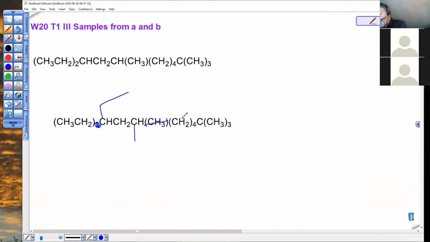This is a chain. Anytime you have CH2s, parentheses, just chain. We can count inside the parentheses. There's 3 methyls here. Not really. That's misleading, isn't it? One of them is the chain. The other 2 are methyls.